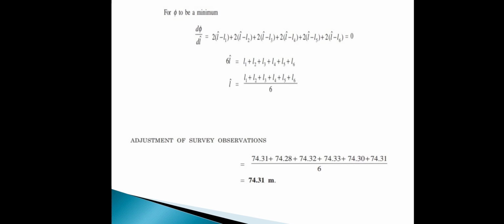Now for phi to be minimum, we differentiate it with respect to L, and we get this equation, and putting it to 0 to get phi minimum, we get 6L equal to L1 plus L2 plus L3 plus L4 plus L5 plus L6. Now the required value comes to summation of all the quantities divided by 6. Now putting the values, we get the result as 74.31.